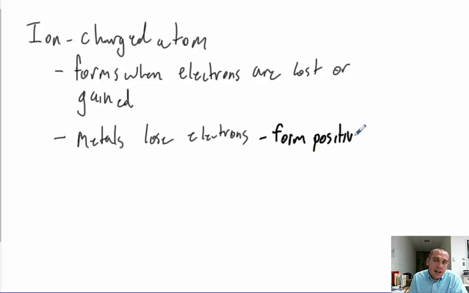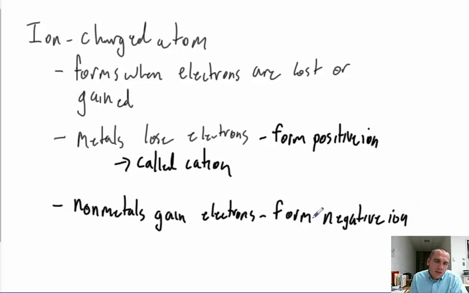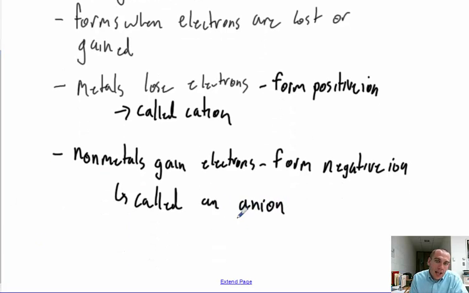Okay. Now, a positive ion is called a cation. The nonmetals gain electrons. Okay, that forms a negative ion, and a negative ion is called an anion. Okay. Now, how do I remember cation versus anion? Well, a negative ion is an anion. Okay? Cations are positive ions, anions are negative ions.